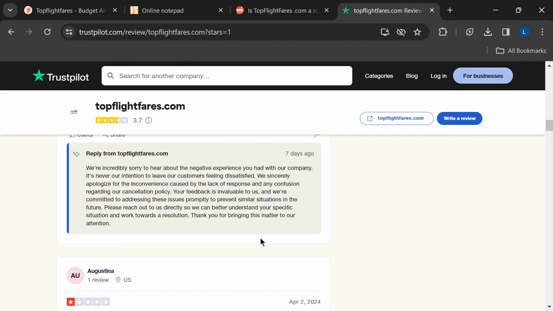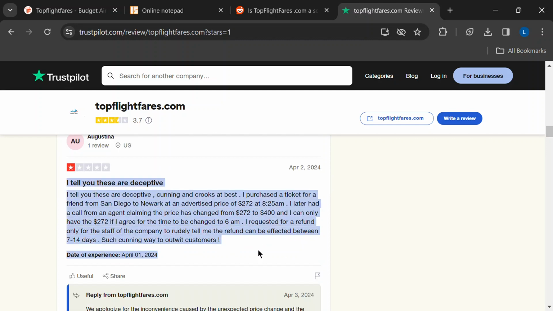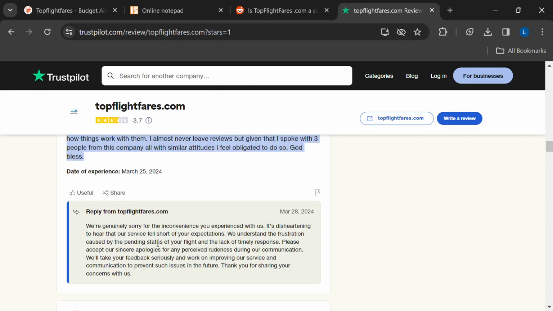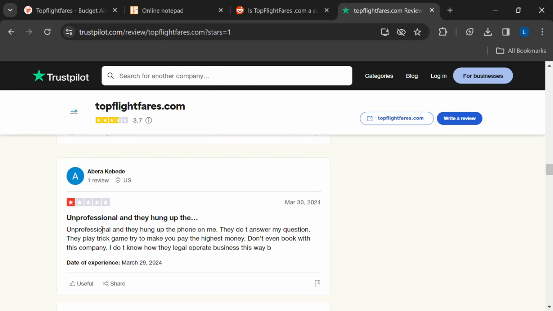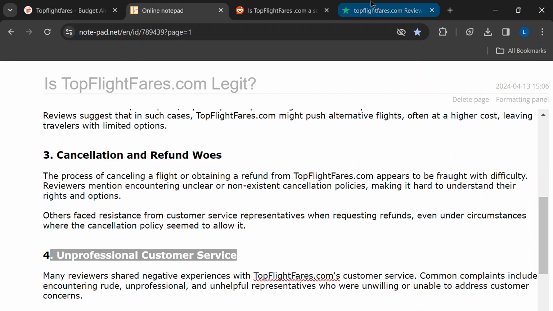Not cool. Need to cancel your flight? Getting a refund from TopFlightFares.com might be a fight. Reviewers mention unclear cancellation policies and difficulty getting their money back, even when the policy seems to allow it. This can be a huge headache, especially if something unexpected comes up and you need to change your travel plans.